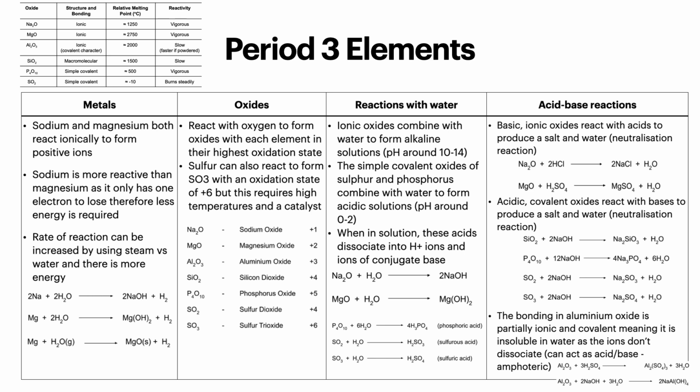Then for acid-base reactions, so basic ionic oxides react with acids to produce a salt and water in a neutralization reaction. Acidic covalent oxides react with bases to produce a salt and water, again, a neutralization reaction. And the bonding in aluminium oxide is partially ionic and covalent, meaning it's insoluble in water as the ions don't dissociate, but can act as an acid or a base, which is known as being amphoteric.